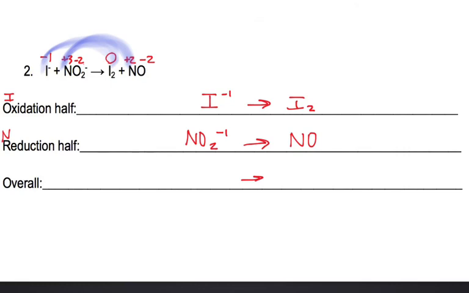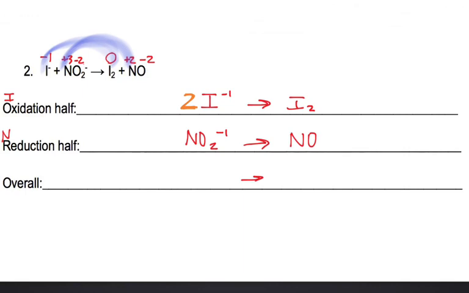So now that we've got these separated, step 2 is to balance our special elements. We're not going to worry about that oxygen yet. So our iodine half reaction, we need to balance because we've got 2 iodines on the product side. So we need to put a 2 up here to get 2 on the reactant side. And our N's are equal, so we don't have to use any coefficients there.